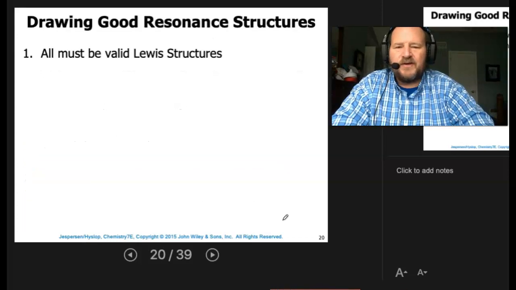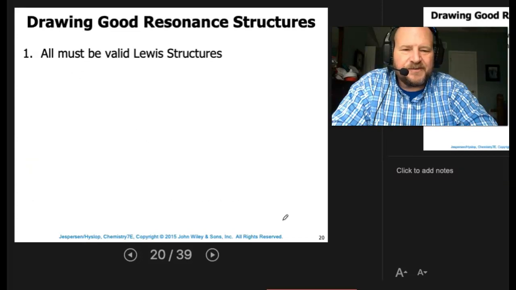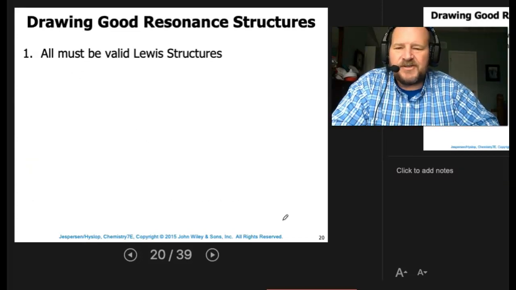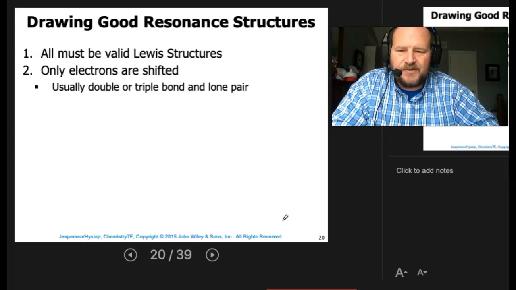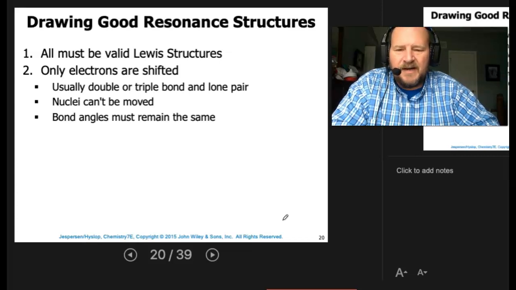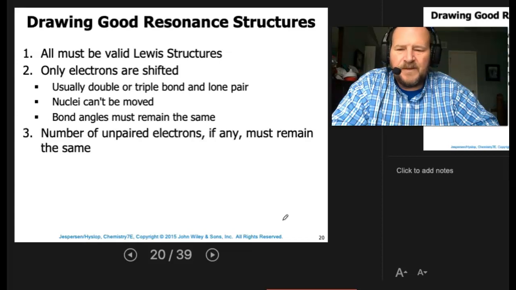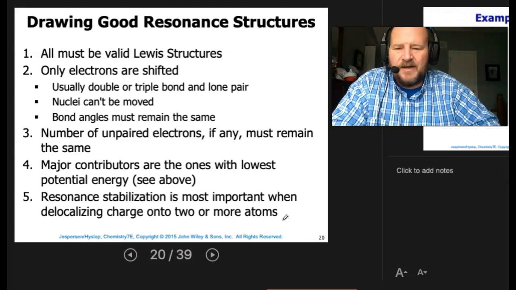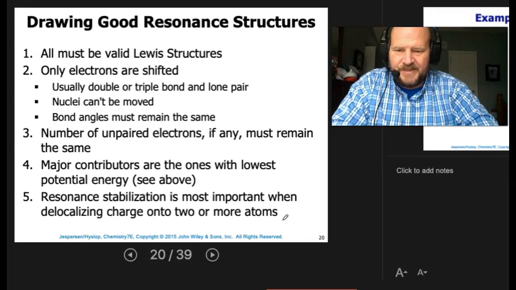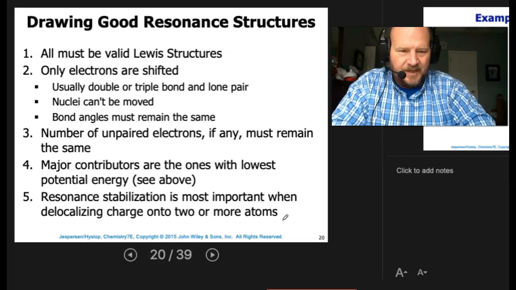All right, so drawing good resonance structures then, all must be valid Lewis structures. So you can't have electrons just anywhere doing anything. Make sure only the electrons are shifting. So usually double or triple bonds or lone pairs are going to be needed. The nuclei themselves cannot move. The bond angles must remain the same. The number of unpaired electrons, if any, must also remain the same. Major contributors are the ones with the lowest potential energy. And the resonance stabilization is most important when delocalizing the charge onto 2 or more atoms.